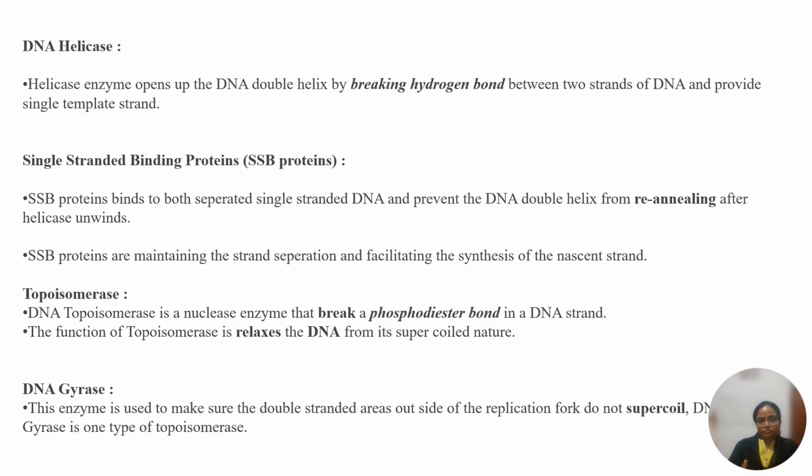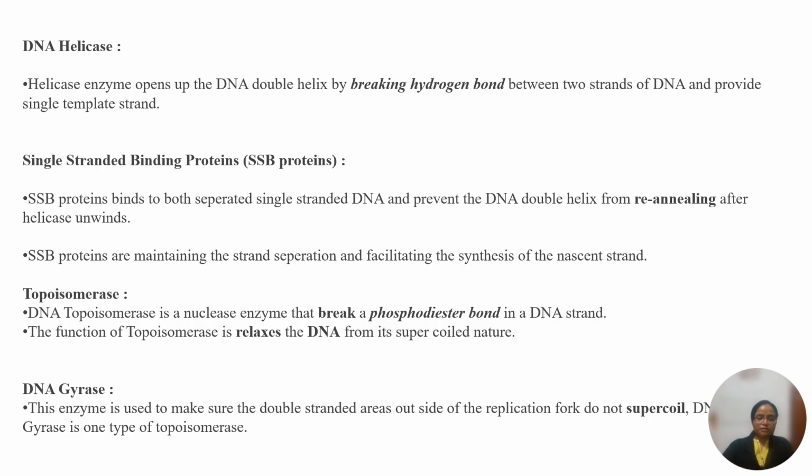Because at this replication fork, what is happening? The strands are being separated, right? But ahead of this replication fork, what is happening? Supercoiling is taking place. We have a higher number of coiling. The twist number is increasing. So if this coiling is not reduced, it will be impossible for the replication fork to continue moving.